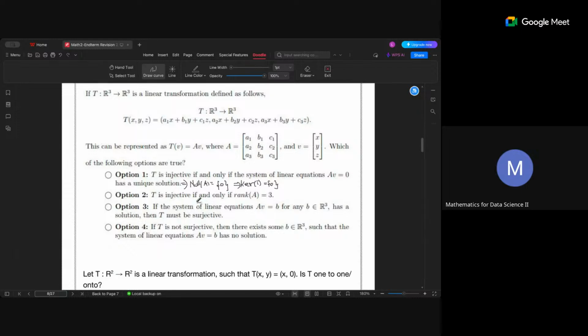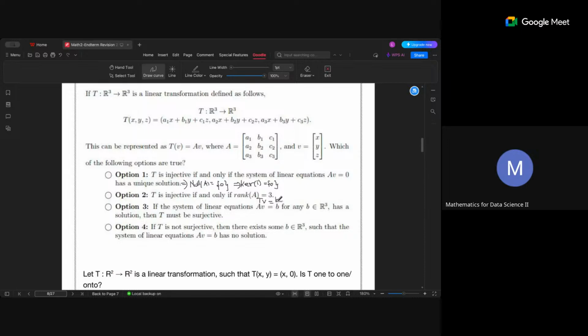Right? And the other thing is that if the system of linear equations AV equal to B has a solution for all B, it means what? T(V) is equal to B has a solution for all B in R3. It means every element in R3 has a pre-image. So every element in R3 is there in the range. So it means your range is the entire R3 and hence T is surjective.